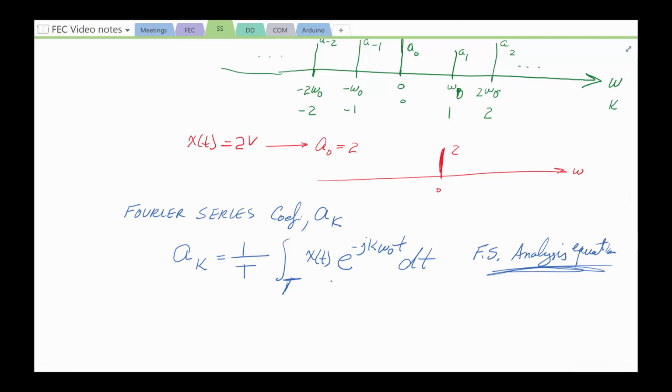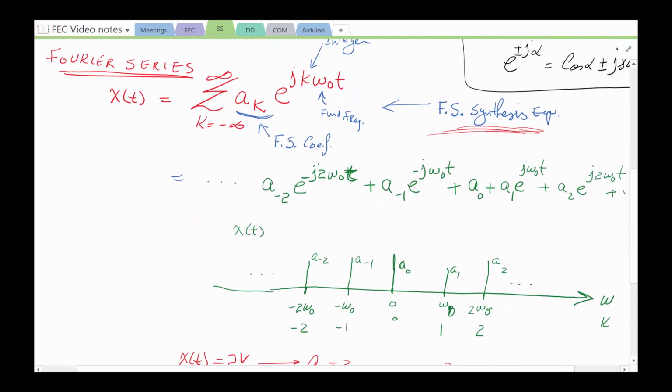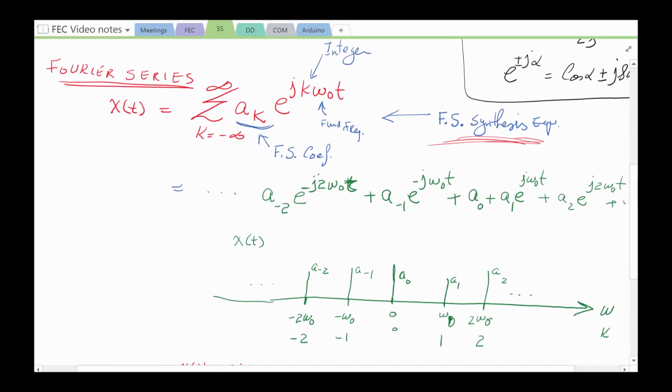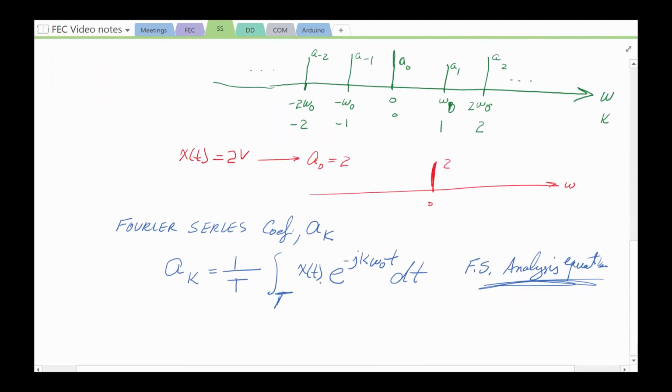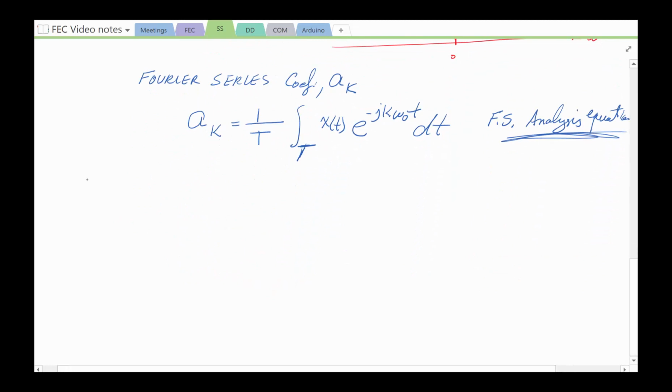Okay, so let's start applying this a little bit and try to understand how you go one way or the other through examples. So we have this set of equations. If somebody gives us a of k and asks us to find x of t, we're going to use the Fourier series synthesis. If somebody gives us x of t and asks us to find what the content is at different frequencies, we'll use the a of k equation, which is called the Fourier series analysis. So let's do an example.